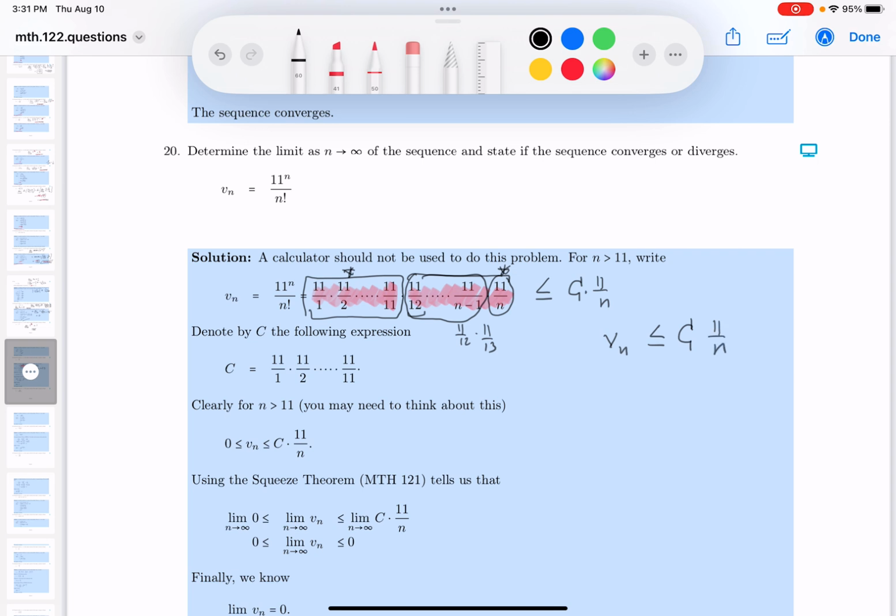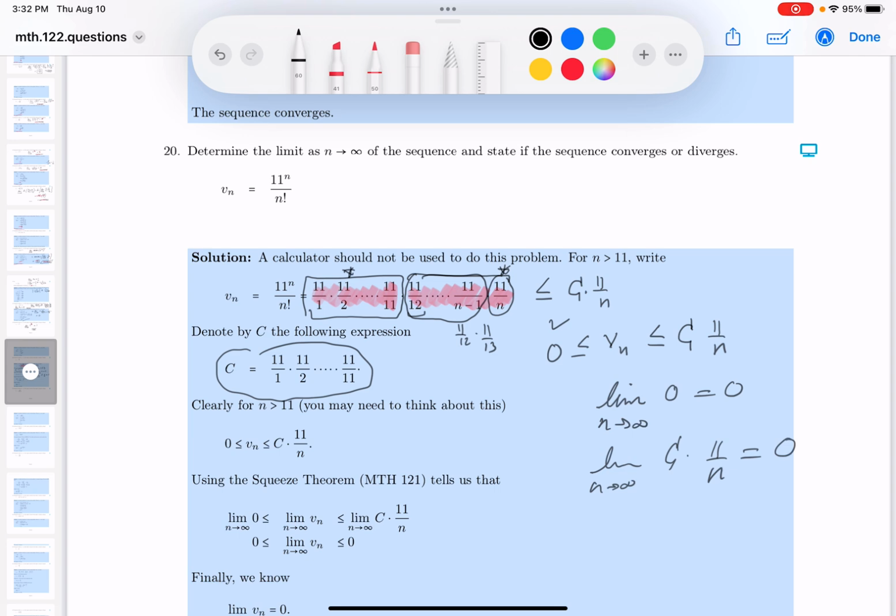Again, C is this number over here. What else do I know about Vn? It's certainly greater than or equal to 0. What am I going to do now? I'm going to use the squeeze theorem from Math 121. The limit as n goes to infinity of the lower guy, that's 0. Well, that's easy, that's 0. And the limit as n goes to infinity of C times 11 over n is also equal to 0.